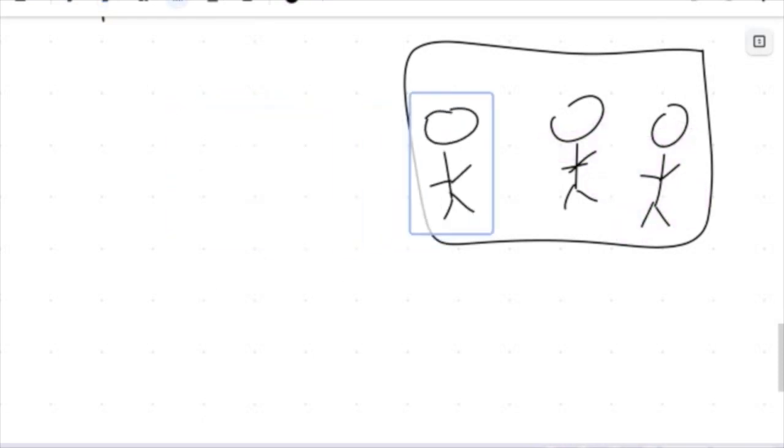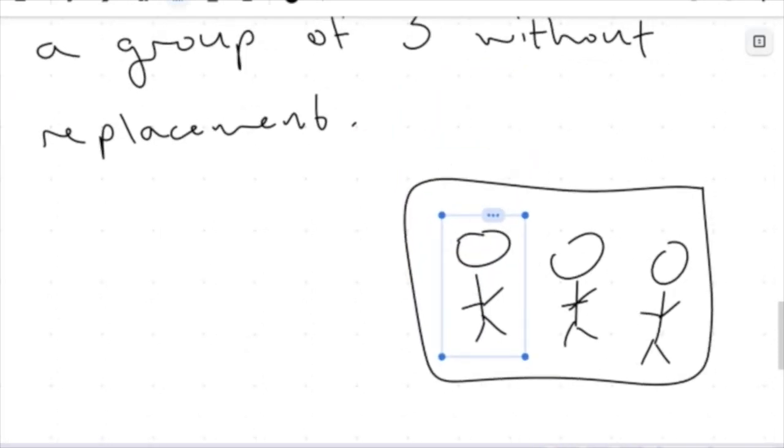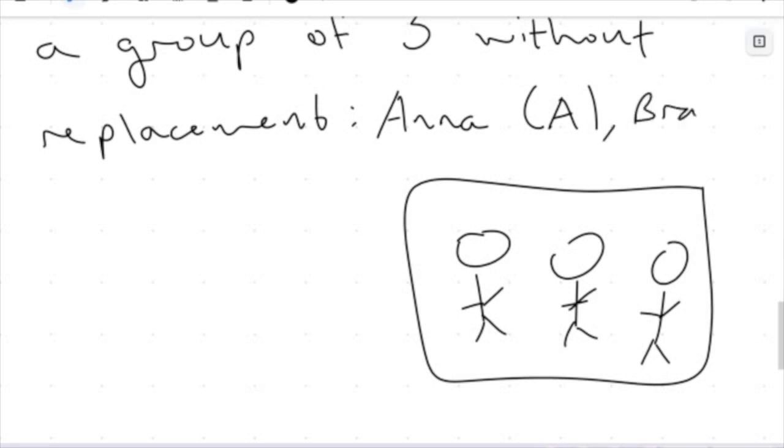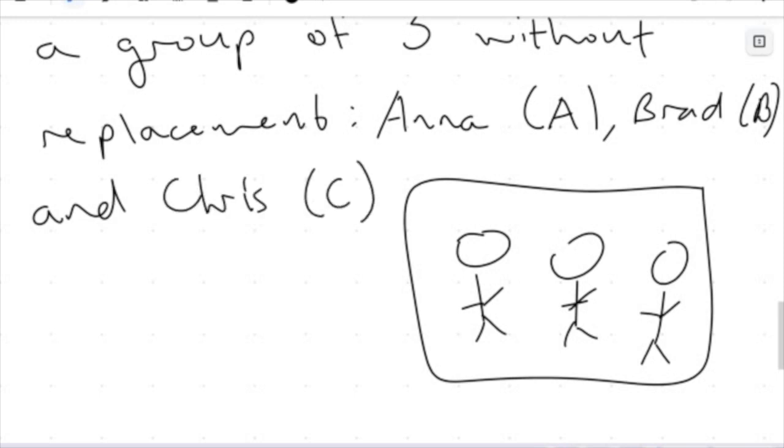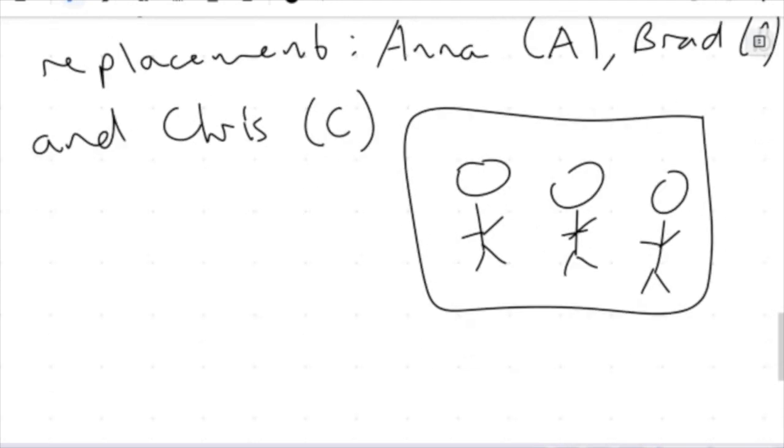Now I'm going to leave this little diagram here, and we're going to quickly write out the rest of this question. So from this group of three, we have Anna, we're going to write A for short, we have Brad, B for short, and Chris, C for short. Now, in part A, we want to list all of the possible outcomes for the selection using a tree diagram.